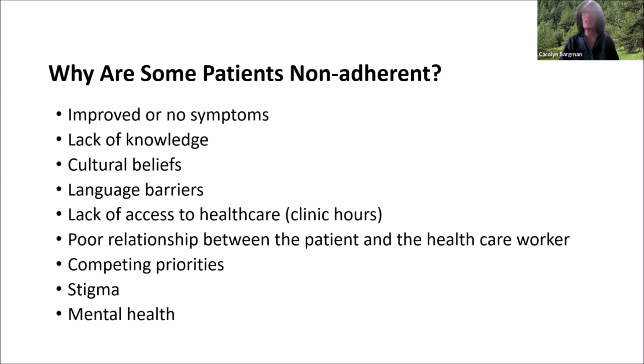There might be other priorities. I really don't have time. I've got a job. I've got to pick up the kids. I've got whatever it is. There's too many things going on. I can't make it into the clinic because I'm working. Stigma is a huge reason. People don't want other people to know that they have TB. So they don't want their pills around. They don't want you giving them to them. And then mental health issues.